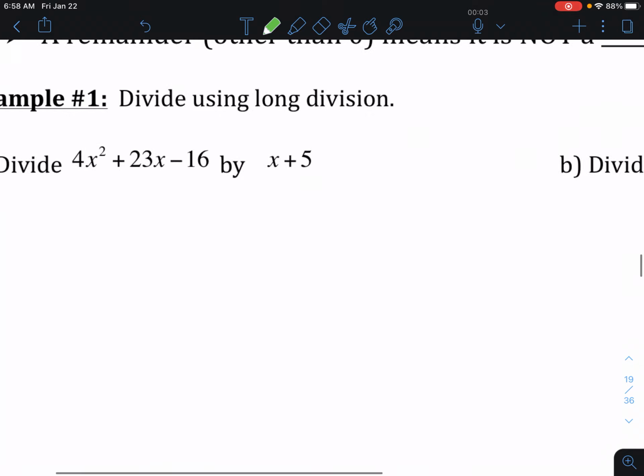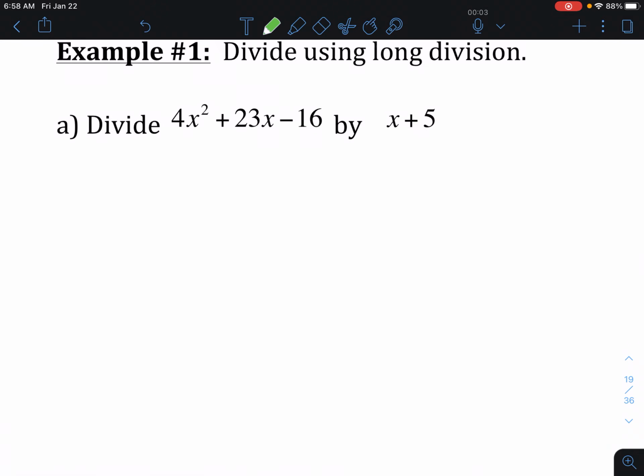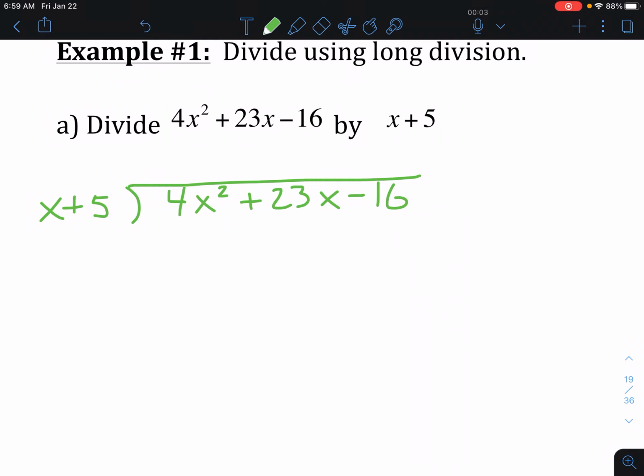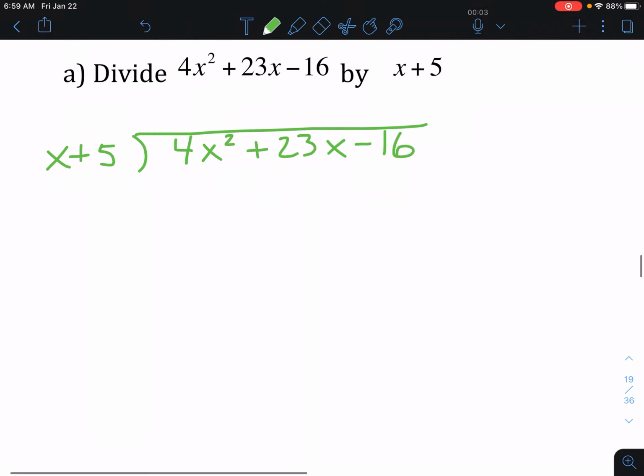So example 1, we're going to divide it using long division. So we're going to set it up. We're going to put x plus 5 to the left. And we're going to see how it divides into. I don't have any missing terms here, so I don't need to worry about those zeros. All right, so here's the structure. Listen carefully. You start just like long division above in the warm-up.